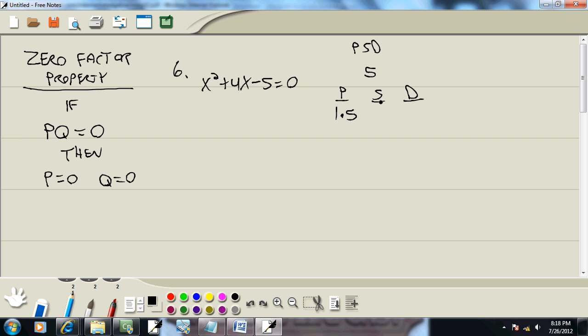The S column, we add those together. 1 plus 5 is 6. And the difference column, we subtract them. 5 minus 1 is 4. Now, the number we're looking for is the number in our middle term, which is a 4, which is right here, which means we're going to use 1 and 5.